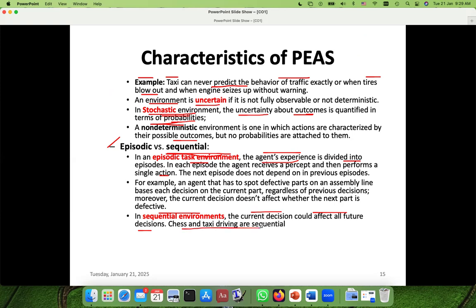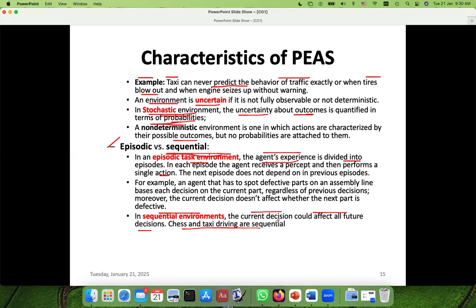Chess and taxi driving are sequential. For example, if you are playing chess, your one move and the future move are dependent. Similarly, for a taxi, moving from one state to another state. If I want to move from Medina to Makkah, first I have to go to maybe the next city, the outskirts of Medina, and then like that I have to go, dependent, on that route.